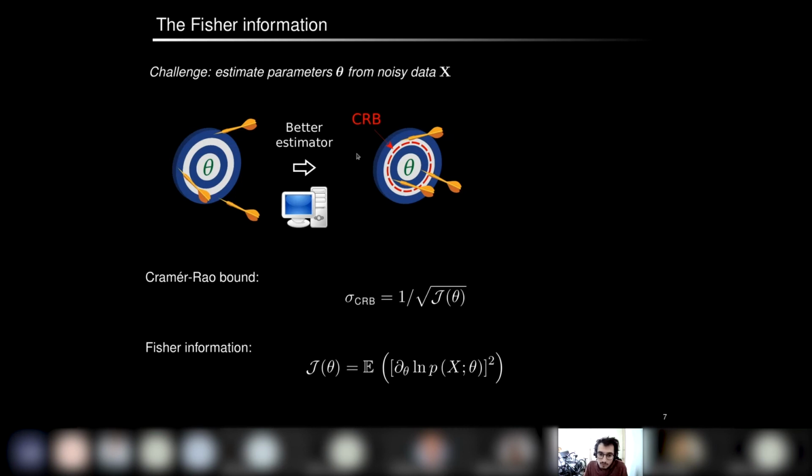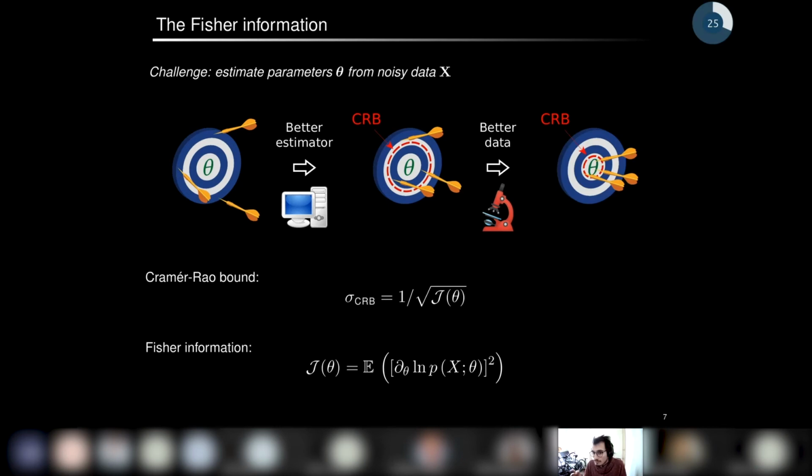Okay, so this bound cannot be overpassed by a better estimator, but then what we can do is just acquire better data. So basically change this probability density function and change the way it depends on theta so that it changes the Cramér-Rao bound. And if you're able to reduce the Cramér-Rao bound, then you will eventually be able to have better estimates of your parameter.